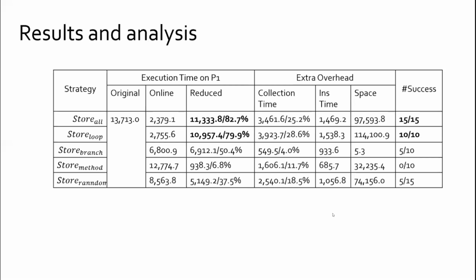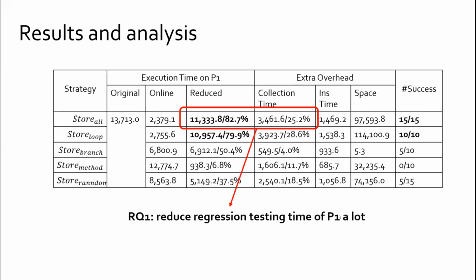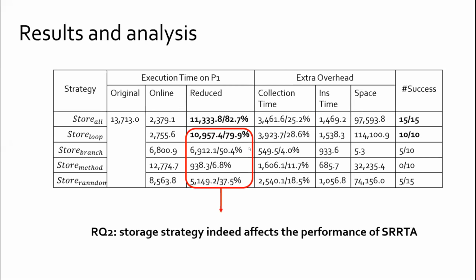This is our result. For RQ1, shown by the second row, SRRTA with the default setting successfully accelerates all the 15 regression testing cases with 82.7. For RQ2, we can notice that the storage strategy indeed affects the performance of SRRTA, and a store loop, this strategy performs the best.